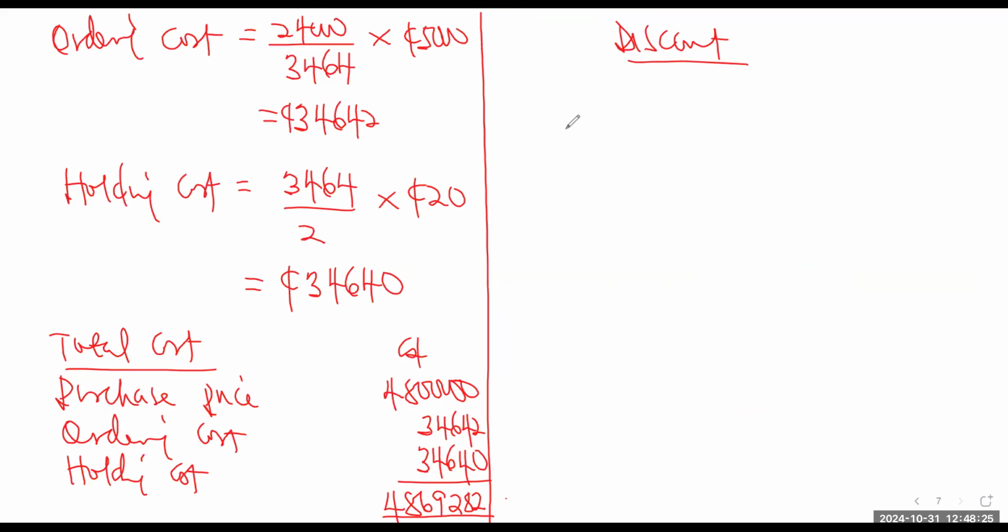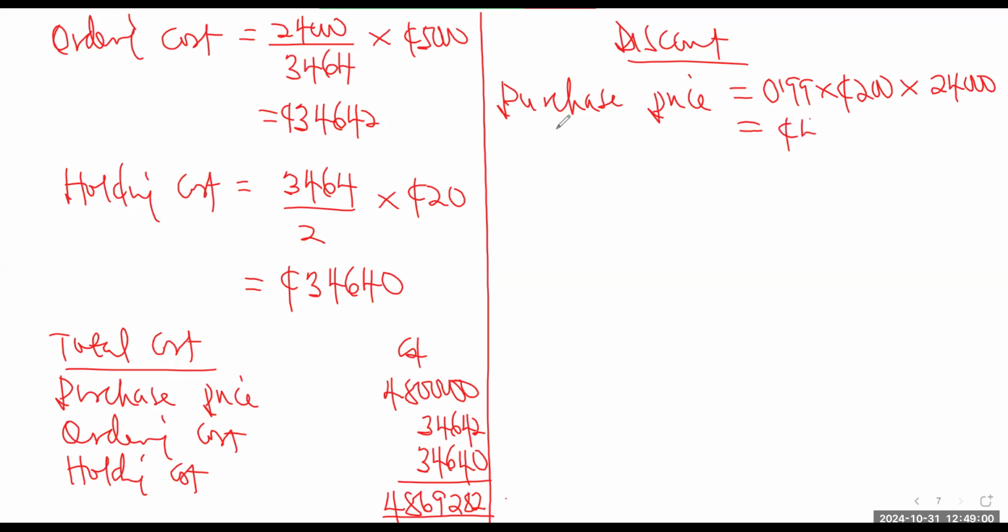So what will be the purchase price under this one? 0.99. So they are reducing the selling price by 1%, isn't it? Yes, sir. So that will be 0.99 multiplied by 200 multiplied by 24,000. It doesn't change the fact that they will still be buying 24,000. Are you okay with that? Yes, sir. 4,752,000. Okay, so let's come to our ordering cost.